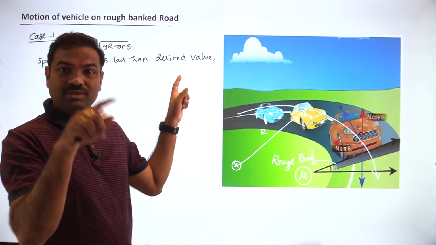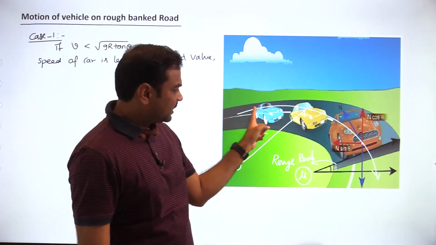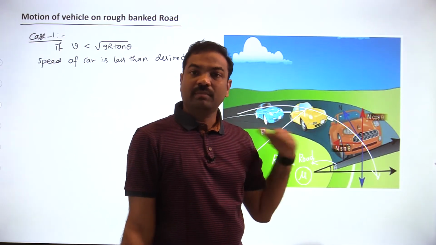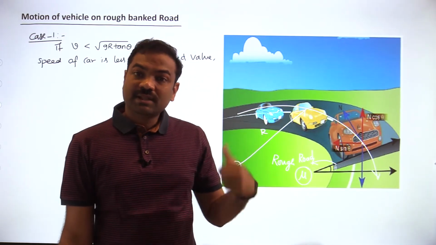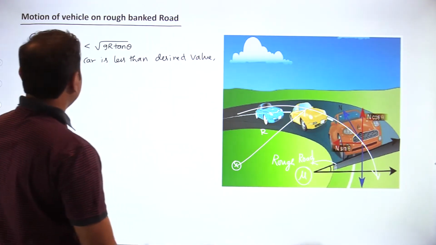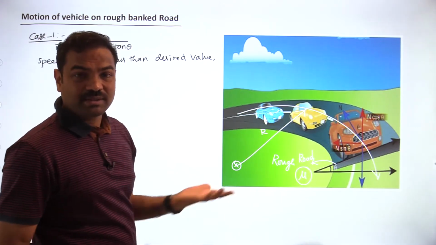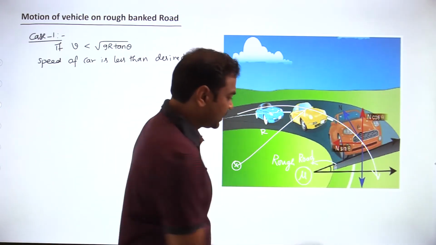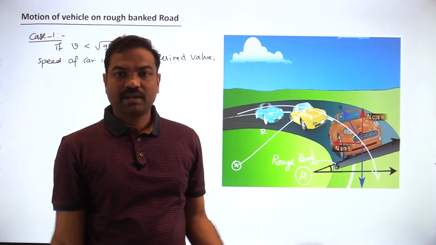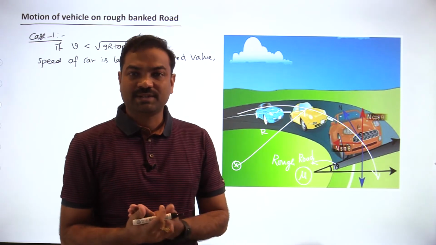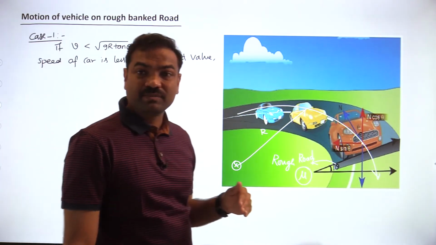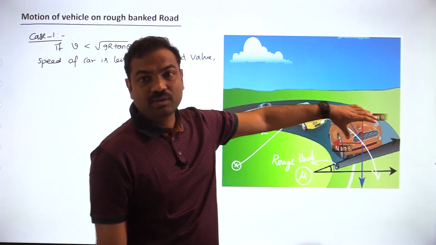What is the desired value? It is root gr tan theta. If it is root gr tan theta, it has to go along the radius r. But what is the speed of the car now? Less than root gr tan theta. It is not maintaining the desired value. Then as speed is decreased, what happens to the radius? Theta we cannot change. Theta is a fixed quantity. The g value we cannot change. Then what can we change? According to speed we can change the radius only. If speed is decreased, the radius has to decrease. The car has to come close to the inner edge.